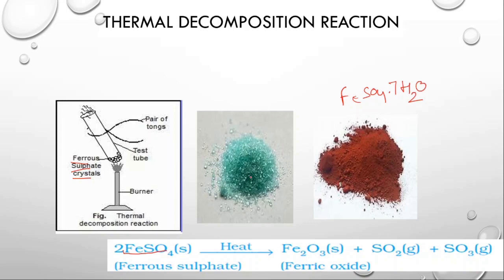So, this FeSO4, ferrous sulfate, is initially green in color, but when we heat it in a test tube, it changes into this oxide, Fe2O3, known as ferric oxide, with the evolution of two gases, SO2 and SO3, sulfur dioxide and sulfur trioxide, and this SO2 would be giving some rotten smell of sulfur.